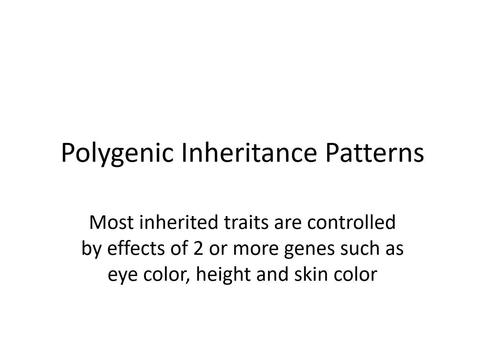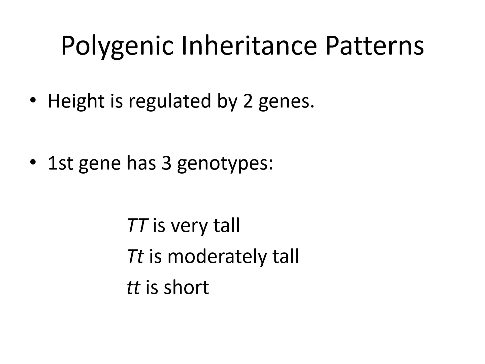Now, single gene traits are more rare. In most cases, multiple genes control inheritance patterns, and we call these polygenic inheritance patterns. So most inherited traits are controlled by the effects of 2 or more genes, such as eye color, height, and skin color. We'll give you an example of a polygenic inheritance pattern. It can get complicated if there are very many alleles. So let's look at height.